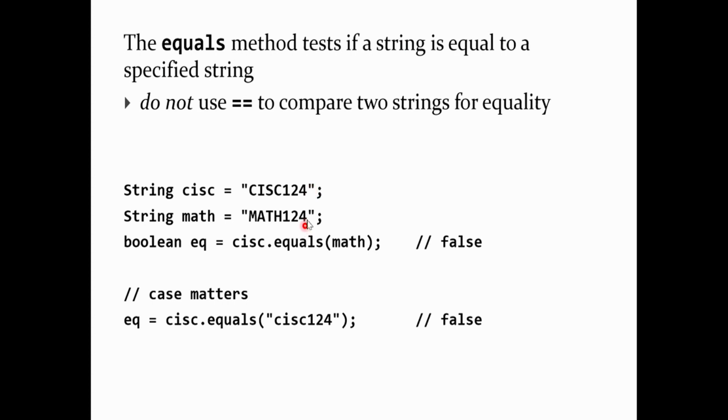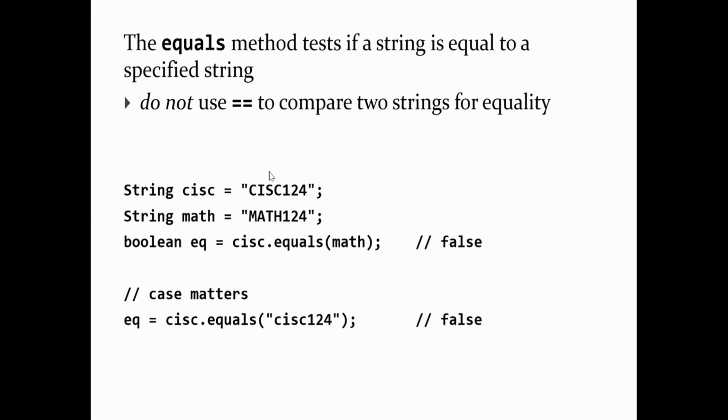If I want to test if two strings contain the same sequence of characters, the same number of characters, identical characters at each index, the method is called equals. So if I want to check whether that string is equal to that string, it's CISC.equals of that string. And obviously that's false. Case matters as well. So lowercase CISC124 is not equal to all uppercase CISC124. So don't forget this one.